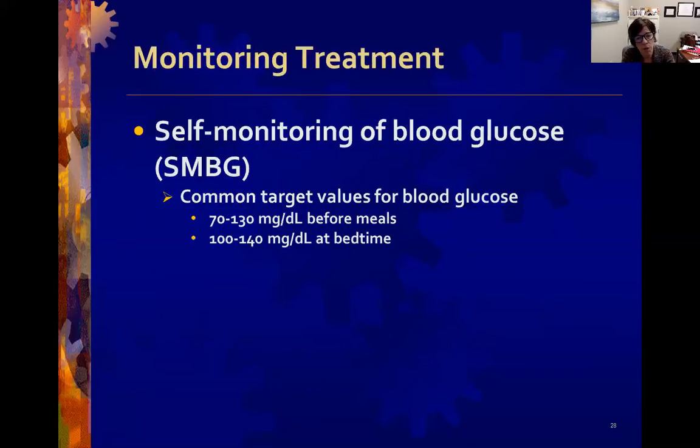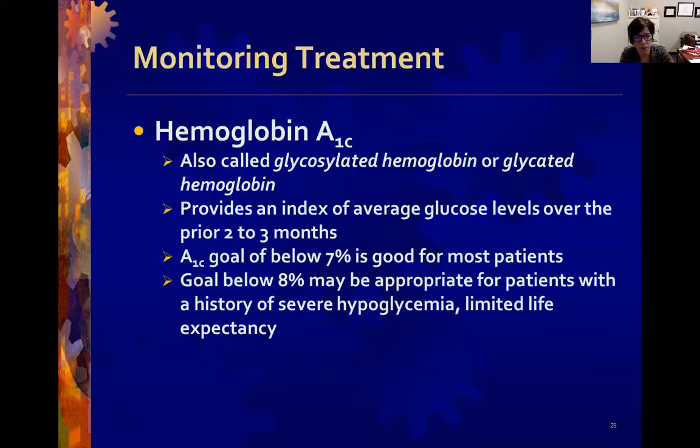Self-monitoring of glucose is commonly between 70 and 130, and 100 and 140 at bedtime. It varies if we're talking about different populations. So again, hemoglobin A1C, also called glycated hemoglobin, provides an index of the average glucose levels over the past 2 to 3 months. So again, you had this last year, because recall, your red blood cells are produced every 120 days, which is 3 months.